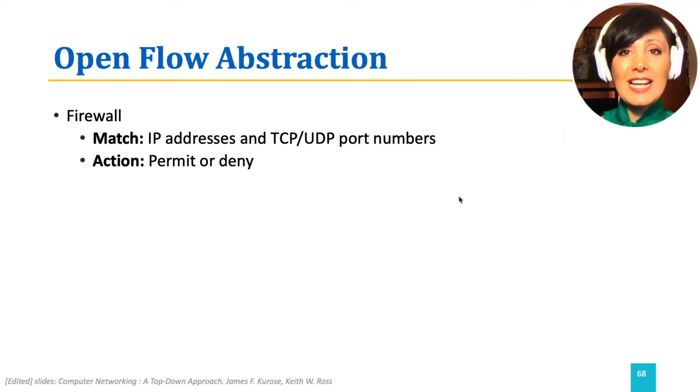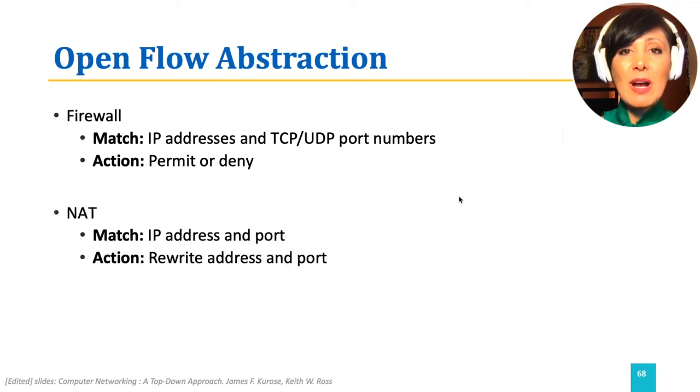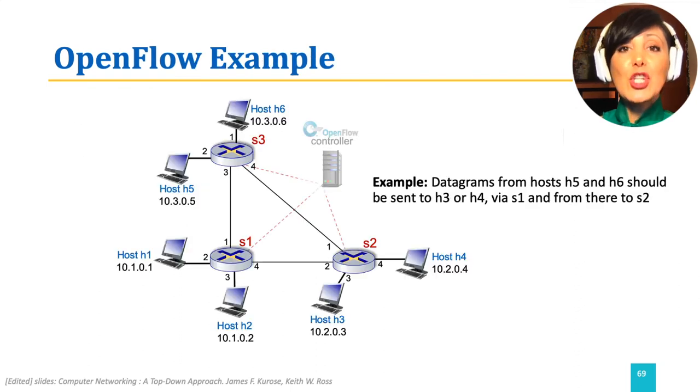And it can act as a network address translation router when match is performed based on IP address and port and the action is rewriting the address and port. And our last detailed generalized forwarding example. Assume we want the datagrams from hosts H5 and H6 to be sent to H3 and H4. And this needs to be performed through S1 and from there to S2.